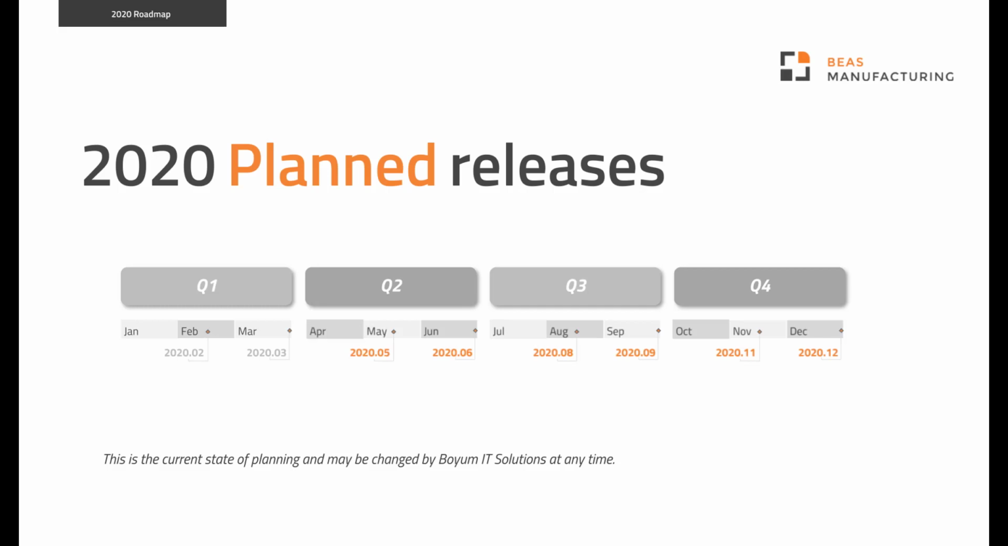In this final slide of our presentation, you can see our planned releases for 2020. The release titles are derived from the respective month they are made available. In quarter 2, we are planning 2 releases, 2020.05 in May and 2020.06 in June, and we are planning to come out with a fresh release in every second and third month of each quarter until the end of the year. Please note that this current state of planning may be changed by Boyum IT Solutions at any time.